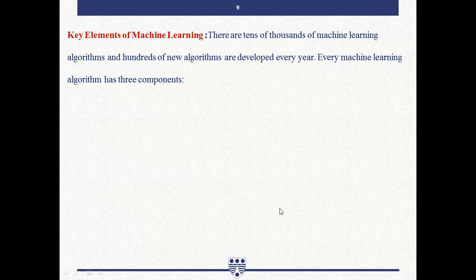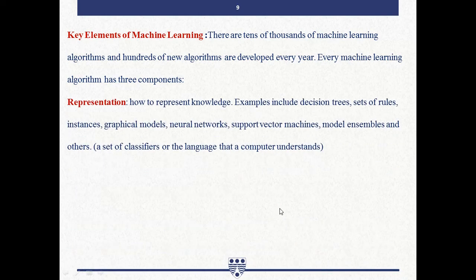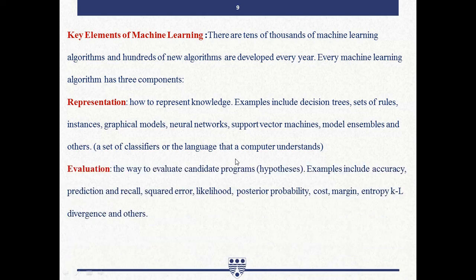Okay, so let's look at key elements in machine learning. The first one is representation. Every machine learning algorithm has to be represented, be it decision trees, support vector machine, XGBoost, and all that. You have to represent them appropriately. So don't worry about this, we are going to see them as we proceed in this course.